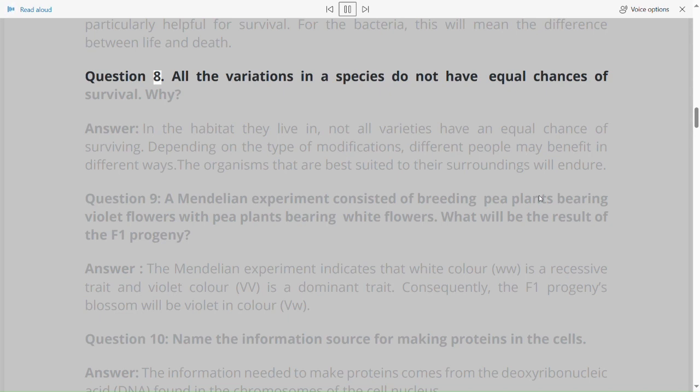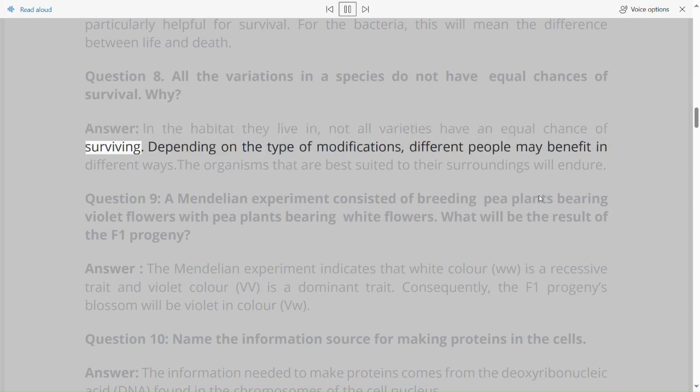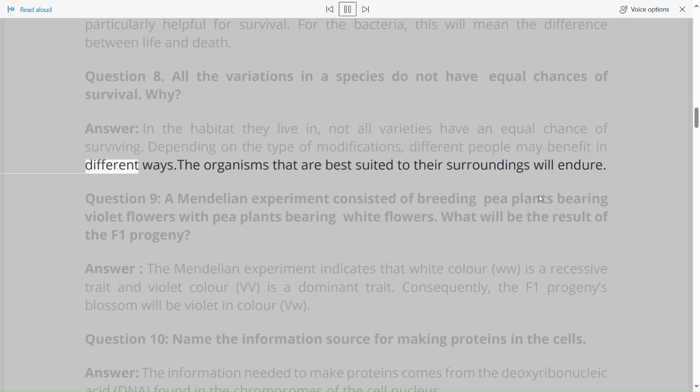Question 8. All the variations in a species do not have equal chances of survival. Why? Answer: In the habitat they live in, not all varieties have an equal chance of surviving. Depending on the type of modifications, different people may benefit in different ways. The organisms that are best suited to their surroundings will endure.